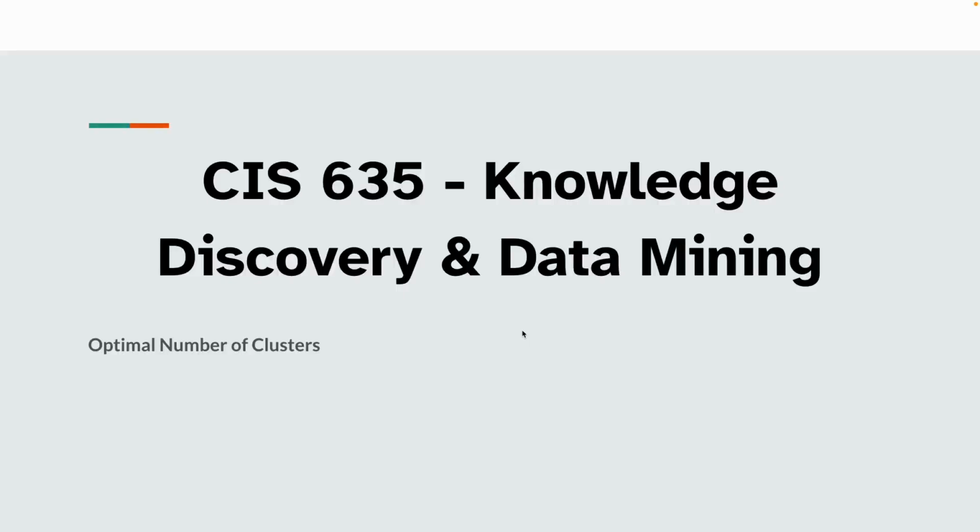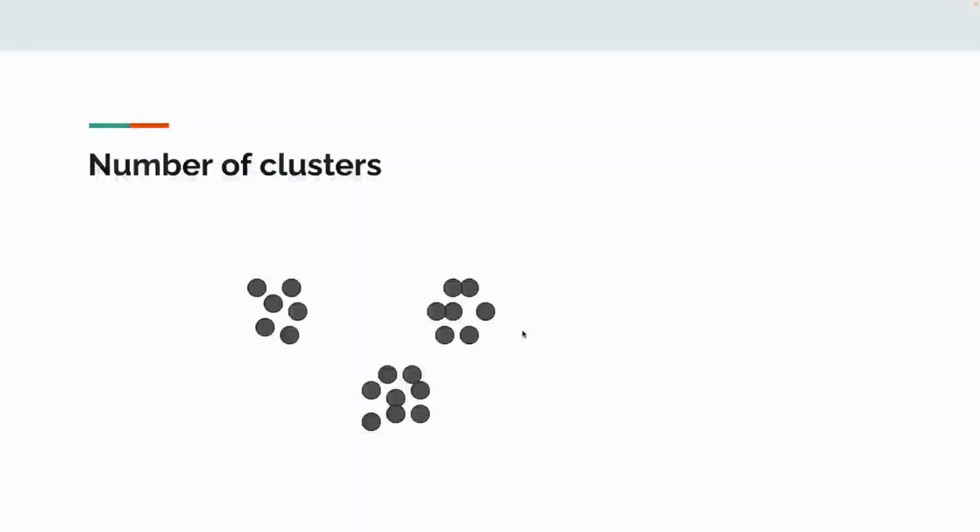Hi, in this lecture, we'll be discussing some techniques to identify the optimal number of clusters given a data set. If you recall, we have been discussing different clustering algorithms: K-means, hierarchical clustering, Gaussian mixture model, or DBSCAN. Today, we'll be mainly focusing on how to identify the optimal number of clusters, okay? So let's start with a simple scenario.